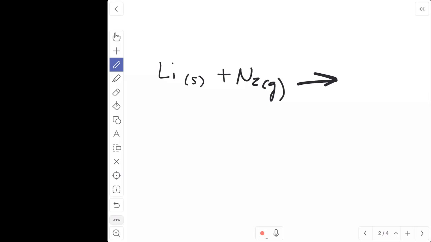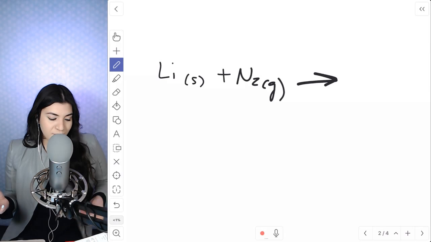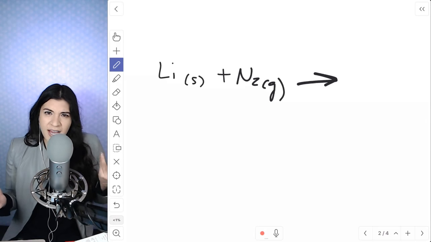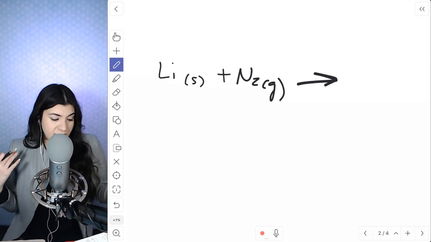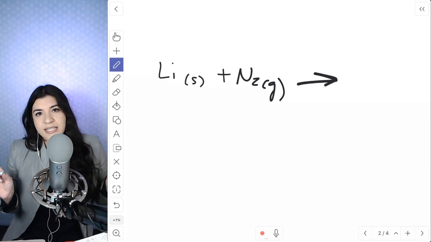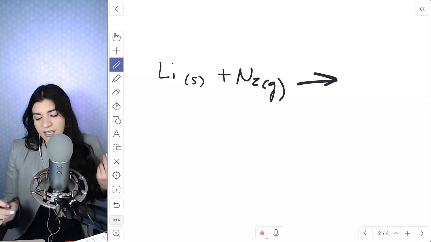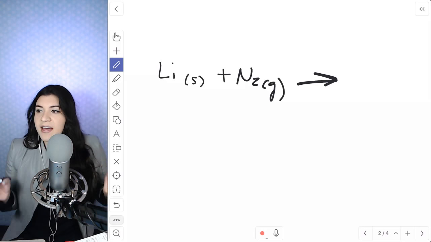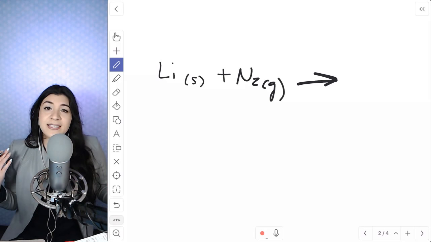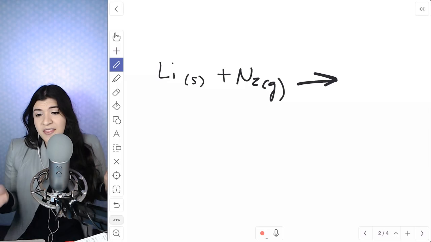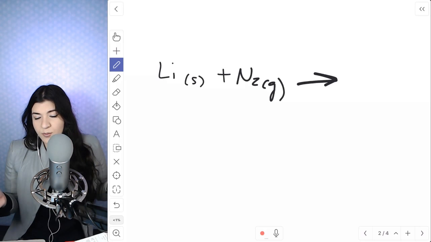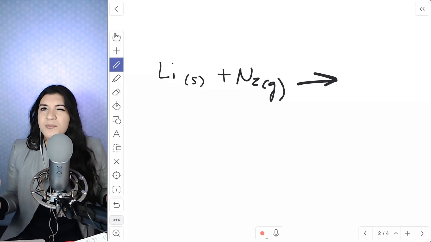By the way, how I knew that lithium was solid and that it was N2 was the fact that lithium is a type of metal. It's in our first group, and remember, those are alkali metals. Those exist in solid form when they're by themselves. That's why I instantly knew that lithium would be a solid. And nitrogen gas, the fact that it tells me it's a gas is one thing to relate. The next thing is that it will be N2 since it's diatomic, meaning it exists in pairs.